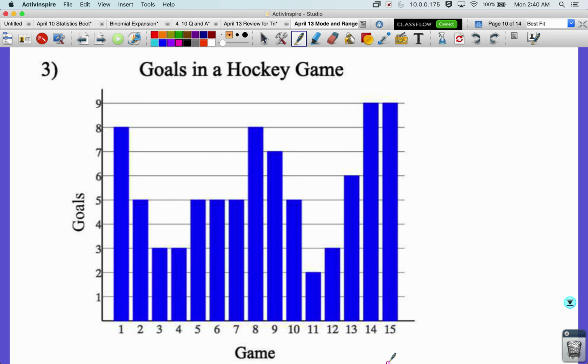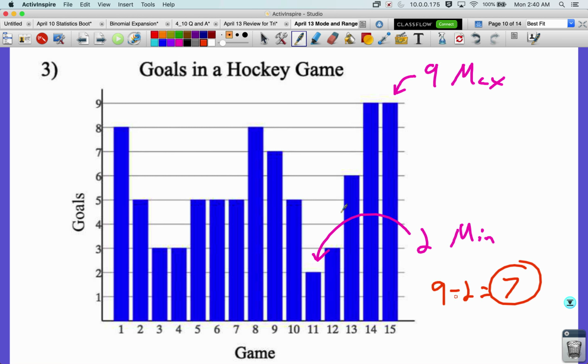Okay, goals in a hockey game. Am I going to look at the X or the Y? Well, goals is a different variable than game number, so I'm going to look at the Y value. The maximum number of goals scored was 9, and the minimum number of goals scored was 2. All right, and then we do max minus min, so 9 minus 2 equals 7 for the range.